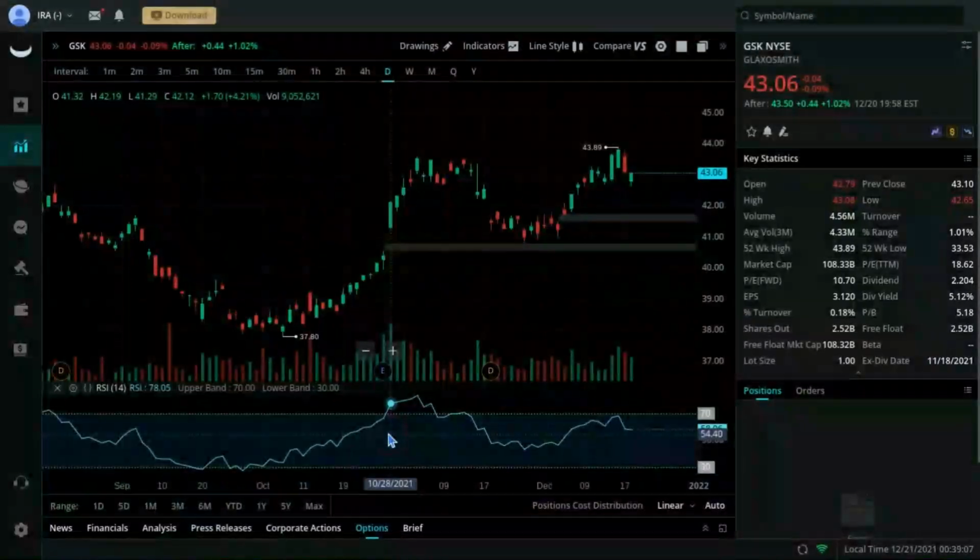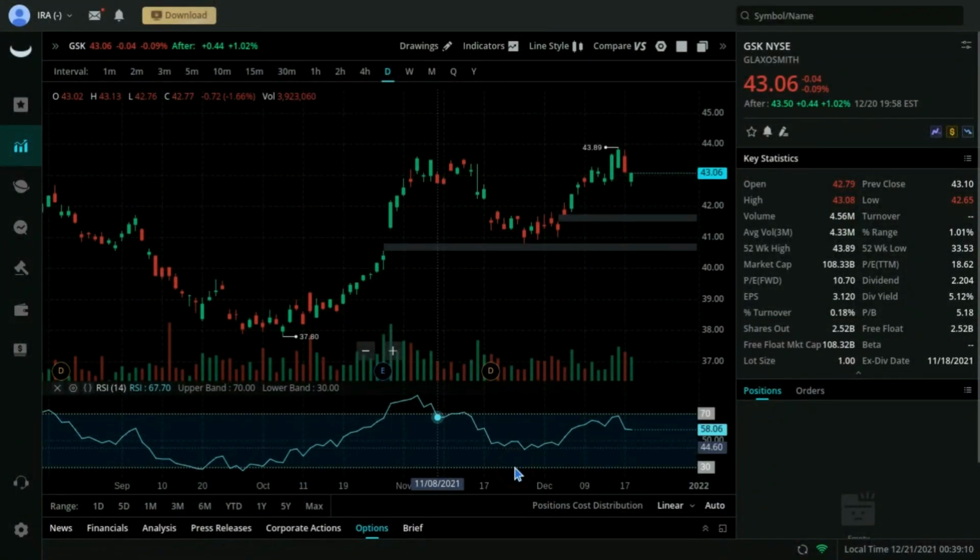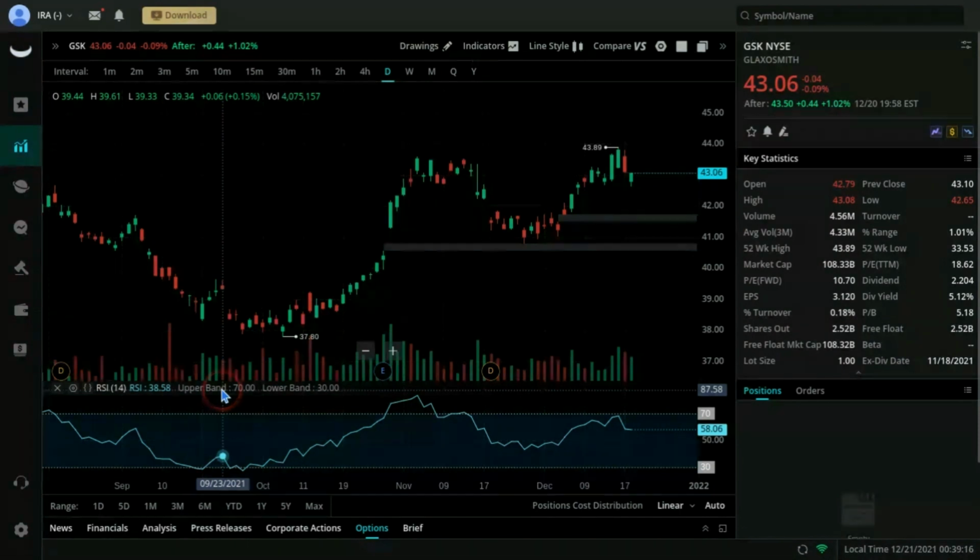As you can see, the RSI shows some overbought right here, and also some oversold conditions, which gives a possibility of reversal and turning the price movement. And as you can see, the price changes direction after that.